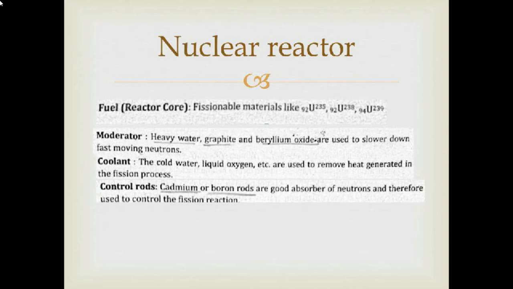Then a tremendous amount of heat energy is liberated and it will affect the reactor. So a coolant system is needed. For that, cold water or liquid oxygen is used to remove the heat generated in the fission process. And the last is the control rods. Control rods, again remember, cadmium or boron rods are good absorbers of neutrons. If neutrons are liberated, then these two rods, the cadmium or boron, will absorb them and therefore can be used to control the fission reaction. Using a cadmium or boron rod, it will absorb the neutron and thus the reaction can be controlled.